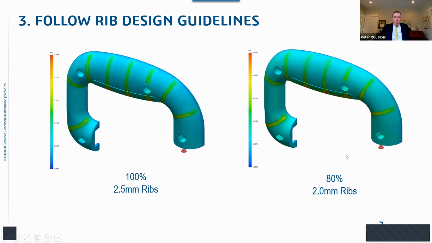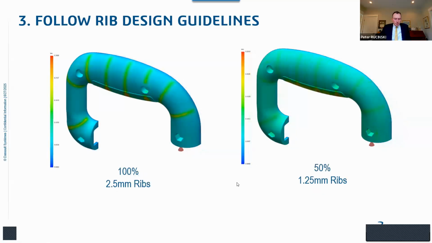So again, on the left-hand side, the base of my ribs is my nominal wall thickness. It's 2.5 millimeters. We reduce it to 80% of the nominal wall thickness. We make it 2 millimeters thick at the base of the rib, and you can already see that the sink marks are starting to fade. We take that a step further and make the base of the ribs 50% of our nominal wall thickness. So now the base of the rib is 1.25 millimeters thick, where it meets the nominal wall. And you can see that our sink marks have, let's say, all but disappeared.